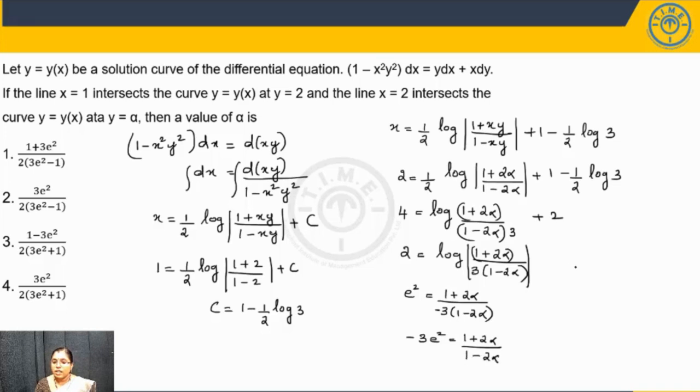Let's cross multiply. So we have minus 3e square minus of minus, so plus 3e square into 2 alpha equal to 1 plus 2 alpha. So 2 alpha into (3e square minus 1) equal to 3e square plus 1. So we have alpha is equal to (3e square plus 1) divided by 2 into (3e square minus 1).